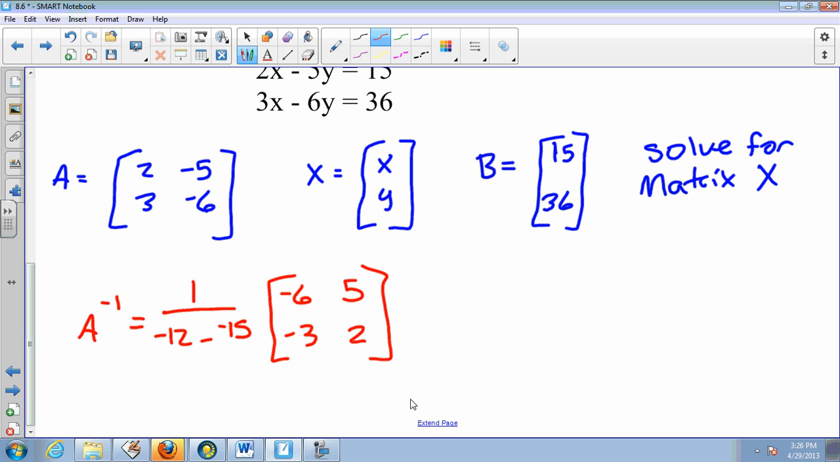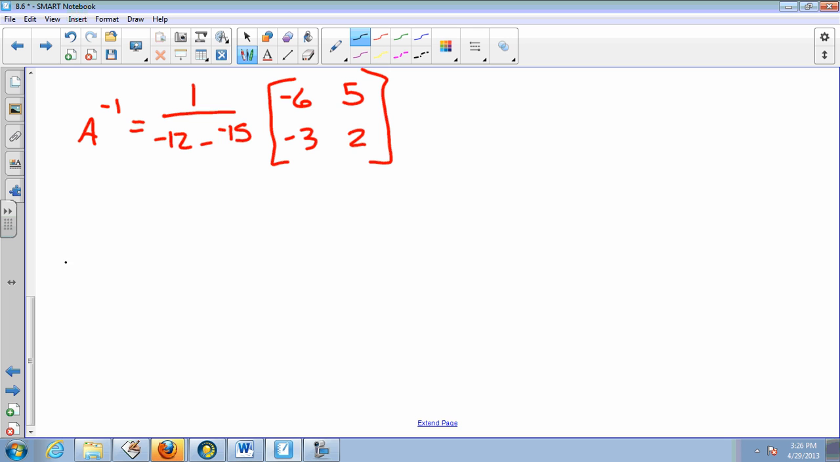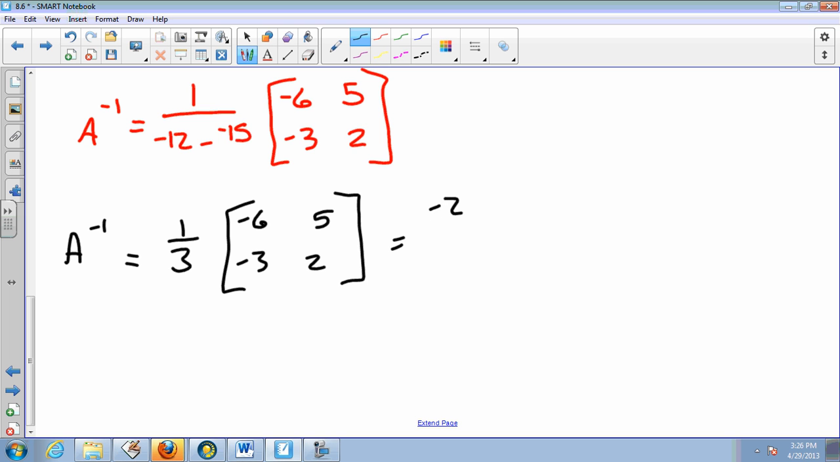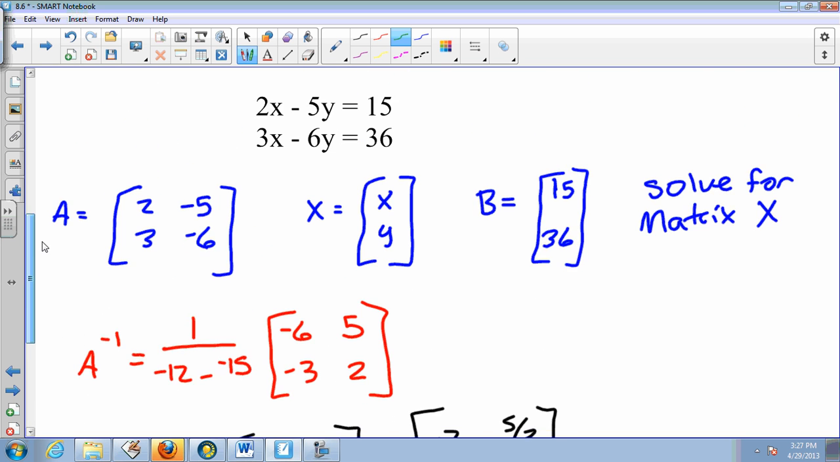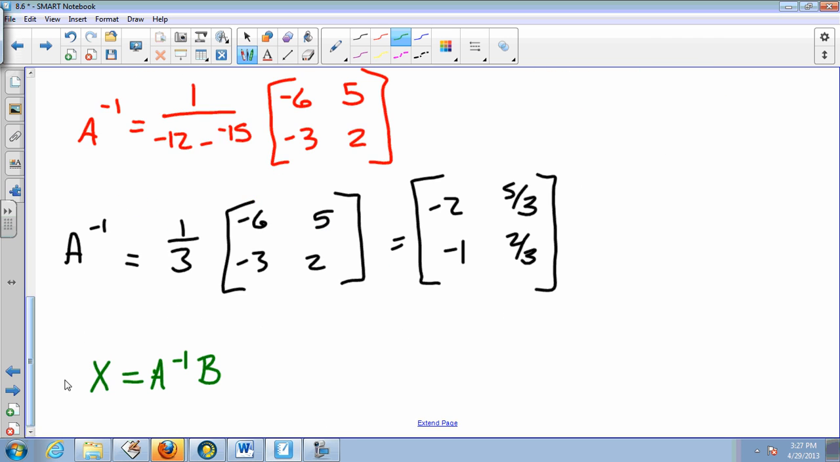So finding the inverse of A, I'm going to take 1/3 times this matrix. So we get -2, 5/3, -1, 2/3. So now to solve for x, we take the inverse matrix times B. And that will work because it's a 2 by 2 times a 2 by 1.